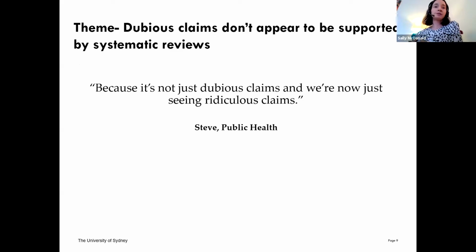Public health stakeholders and one regulator expressed concerns that claims that appeared dubious, such as multitudes of claims about collagen and cosmetic outcomes, were unlikely to be accurate or supported by evidence such as a systematic review. There is concern that companies may not be properly conducting systematic reviews, or even at all, in order to back up these dubious claims. One industry stakeholder also expressed concern that dubious claims would reduce trust in the industry overall.